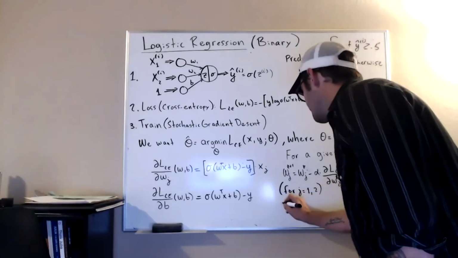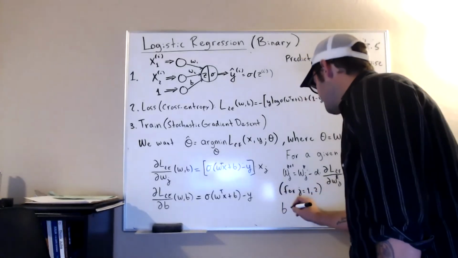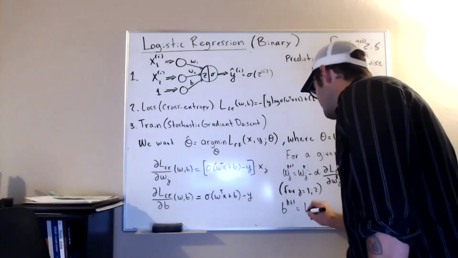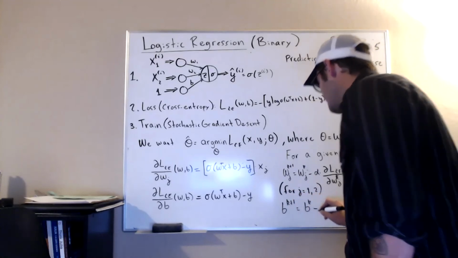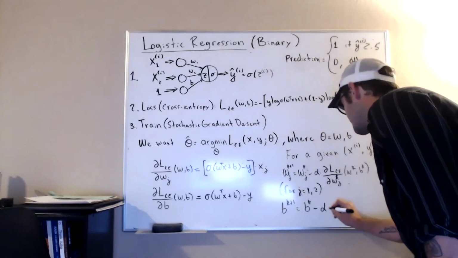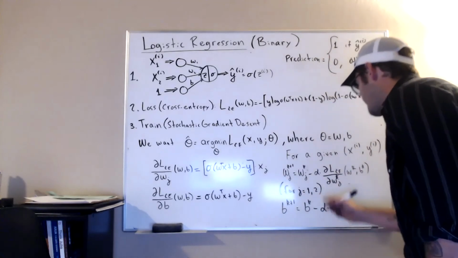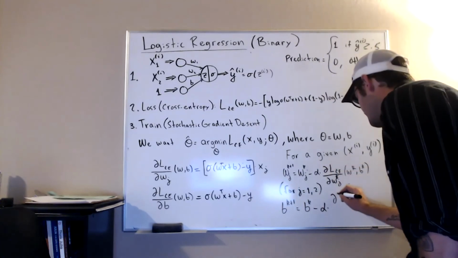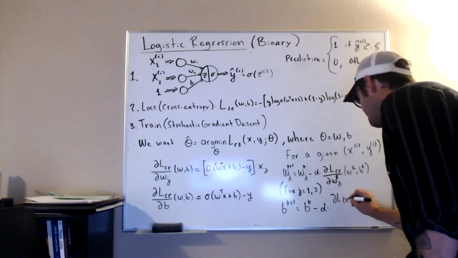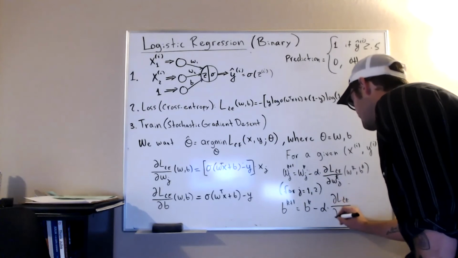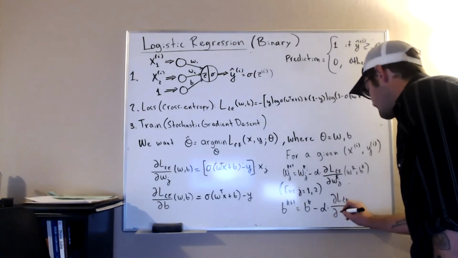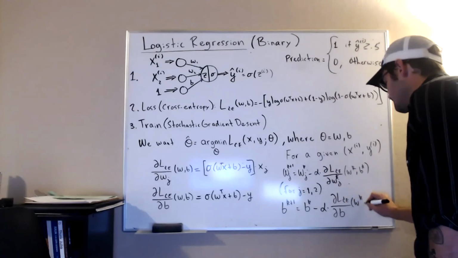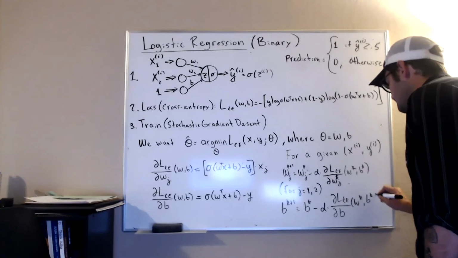And then finally, there's only one b. So b k plus 1 is equal to b k minus alpha, our learning rate, as we recall from linear regression, times the partial derivative of the loss function with respect to b.